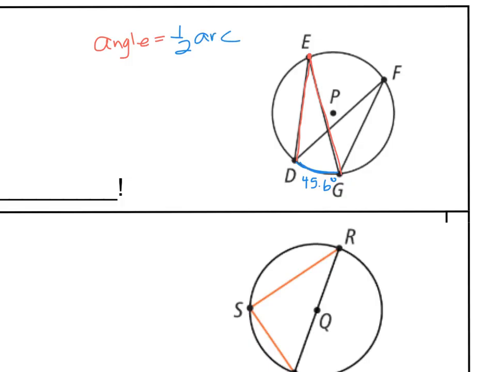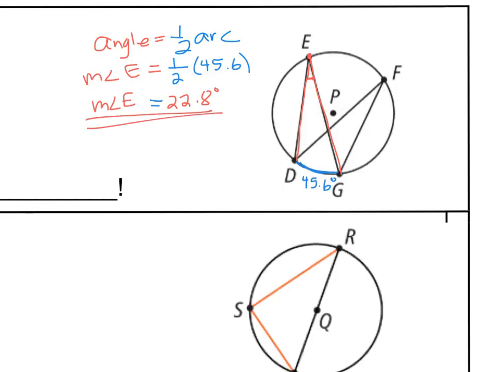So the angle we're looking for is the measure of angle E, and it intercepts that 45.6. We're literally just going to take half of that, or 45.6 divided by 2, however you want to work it. That answer is 22.8 degrees. So that's how big little angle E is up here on the top. So write measure of angle E, and then underline that whole thing.